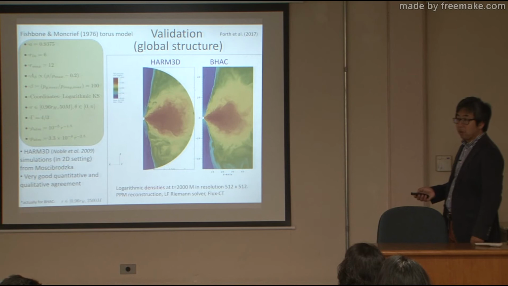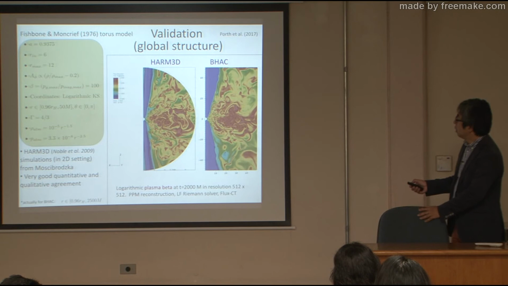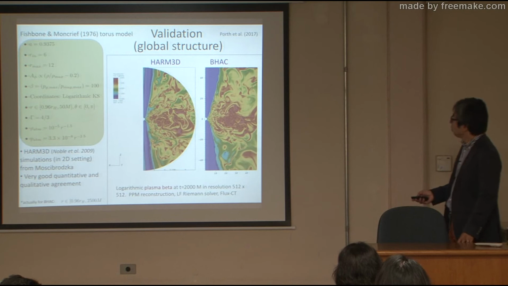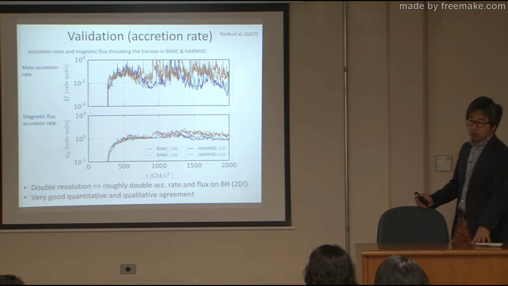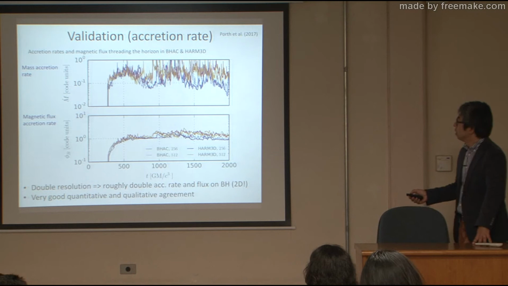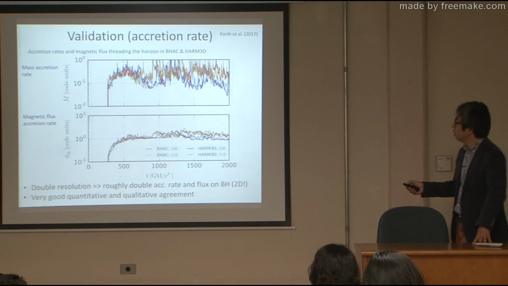Okay, so this is the plasma beta profile. If you look above the torus, there is some difference, but this is mostly a morphologically similar structure. This was also shown previously. This is the mass accretion rate. Up to here is the linear stage, and after that it goes to the nonlinear stage. The nonlinear stage changes very rapidly, at least in the 2D case, more rapid than the 3D case as far as I remember.